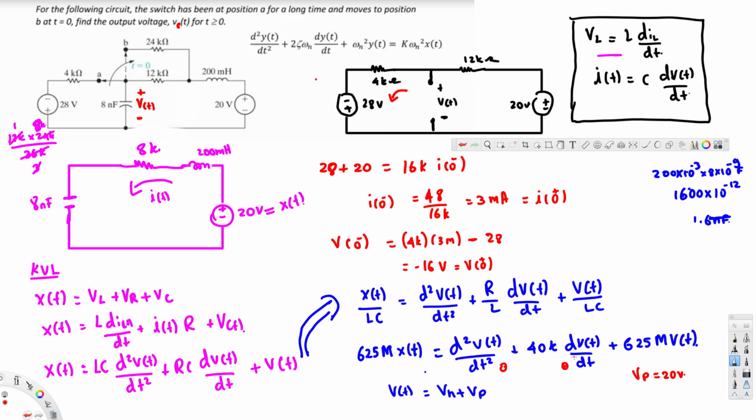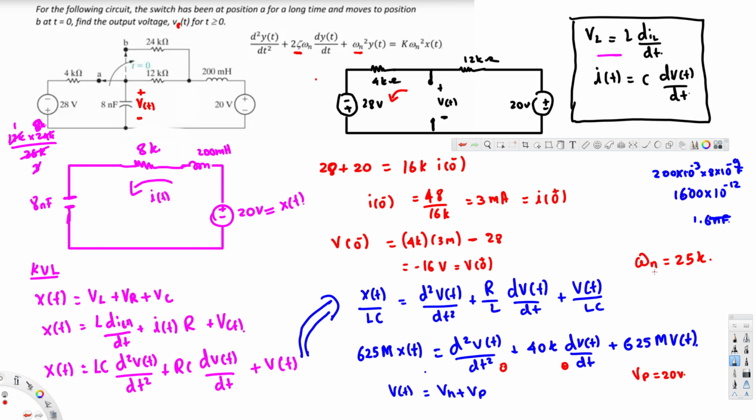Now to find that, you can compare this to our standard differential equation. Whatever value you have in front of v of t is going to be omega n square. In our case, in front of v of t we have 625 mega, so this is omega n square. So omega n is going to be 25k, because if you square 25k, you will get 625 mega. So omega n is equal to 25k.